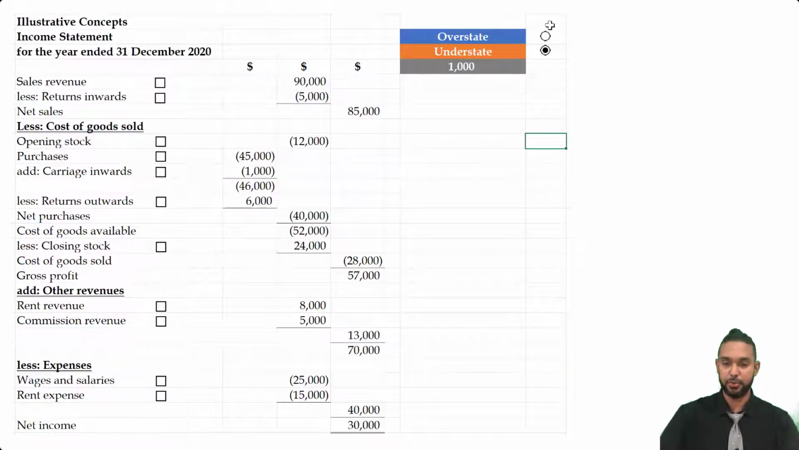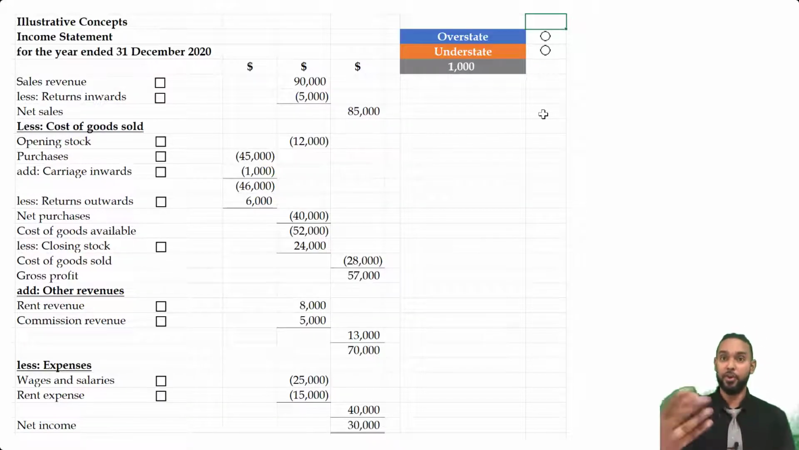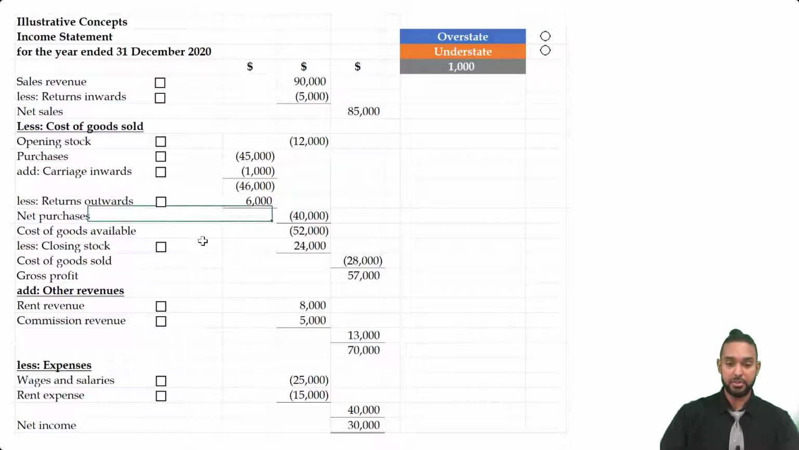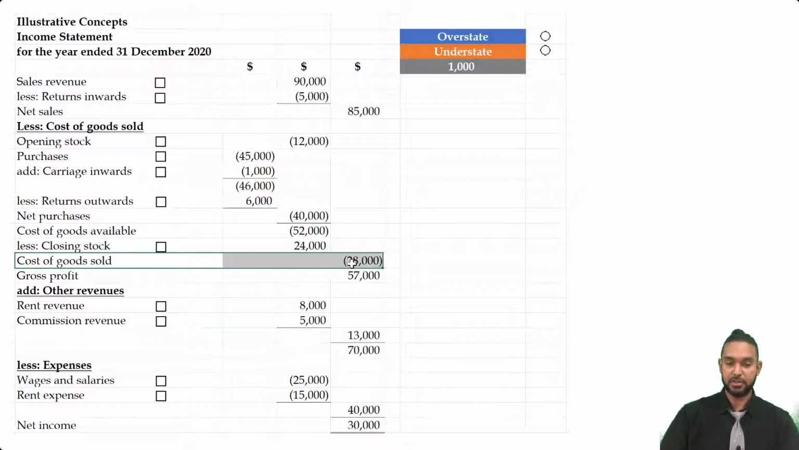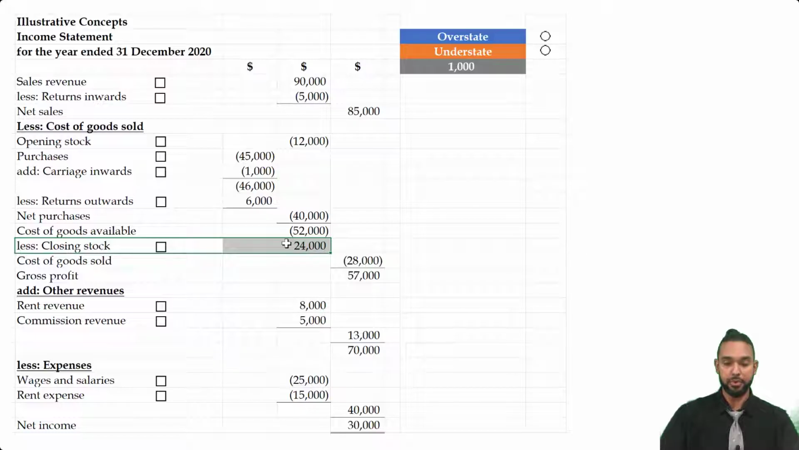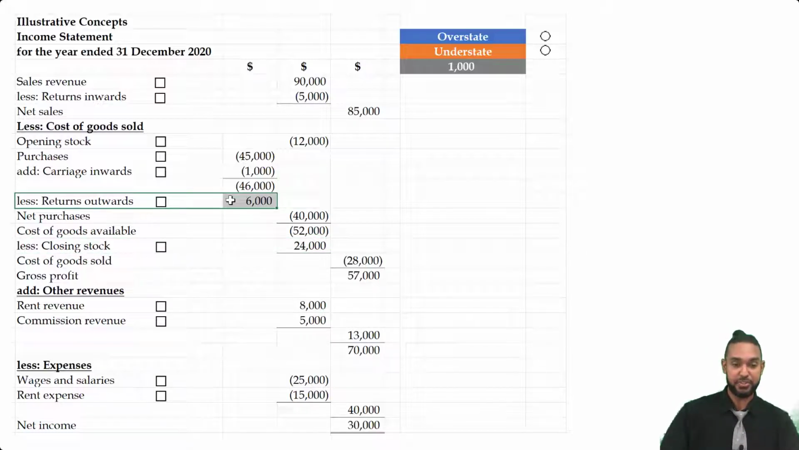So let's clear out those items now and let's take a look at closing stock. You might be thinking, okay, if opening stock behaves like an expense, closing stock should behave like a revenue. And that is actually correct. Closing stock, as you can see, is subtracted from cost of goods available to give us cost of goods sold. So closing stock technically decreases the cost of goods sold, which means it's decreasing an expense. So it's kind of behaving like returns out, and returns out behaves like a revenue.